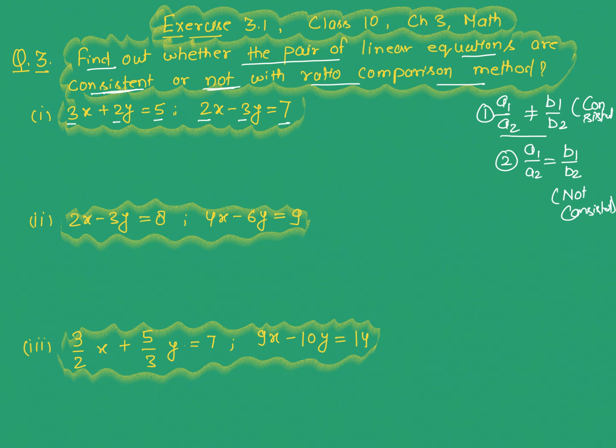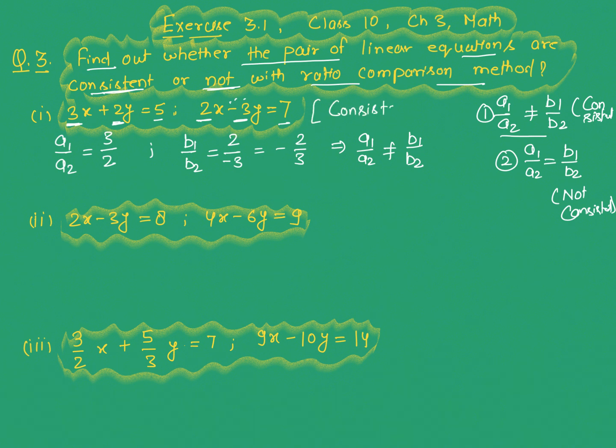Okay, so A1 upon A2. So A1 is 3, right? And A2 is 2. So A1 ratio A2 would be 3 upon 2. And B1 by B2. So B1 is 2, and B2 is minus 3, right? So it is minus 2 upon 3. So you can see clearly from here, A1 upon A2 is not equals to B1 upon B2. That means this pair of linear equations would be consistent.